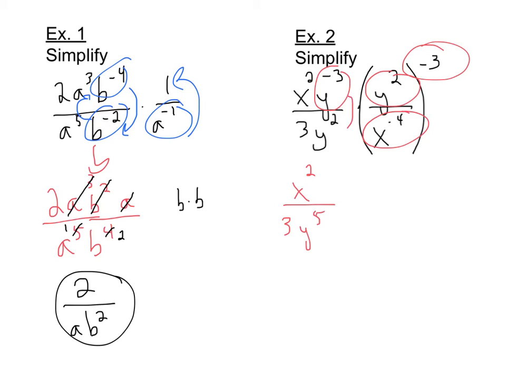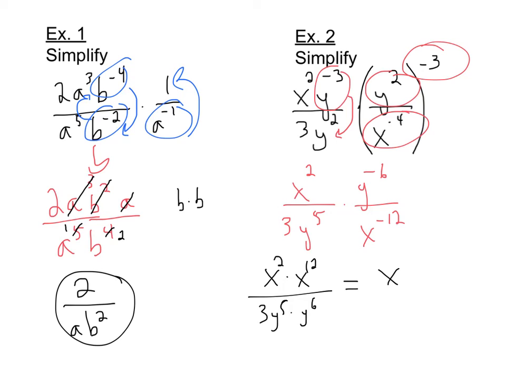When I brought the y to the negative third down there, it became y to the third, and then multiplied by y squared gave me y to the fifth, times y to the negative sixth over x to the negative 12. Again, I'm going to get rid of these negative exponents. That gives me x squared times x to the 12th over 3y to the fifth times y to the sixth. Simplifying gives us x to the 14th over 3y to the 11th power.